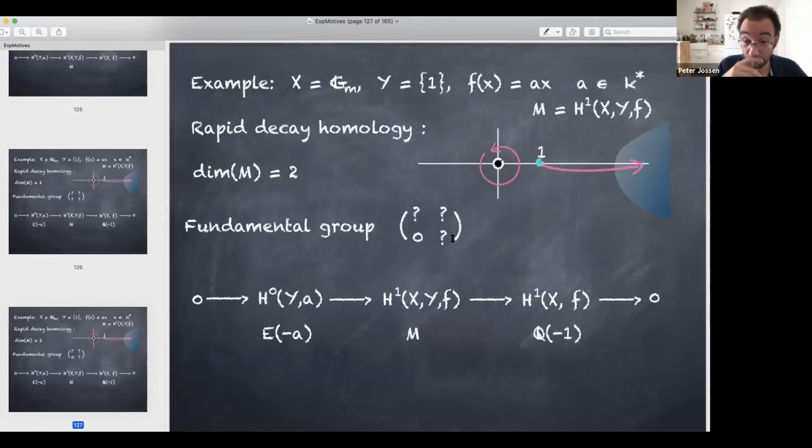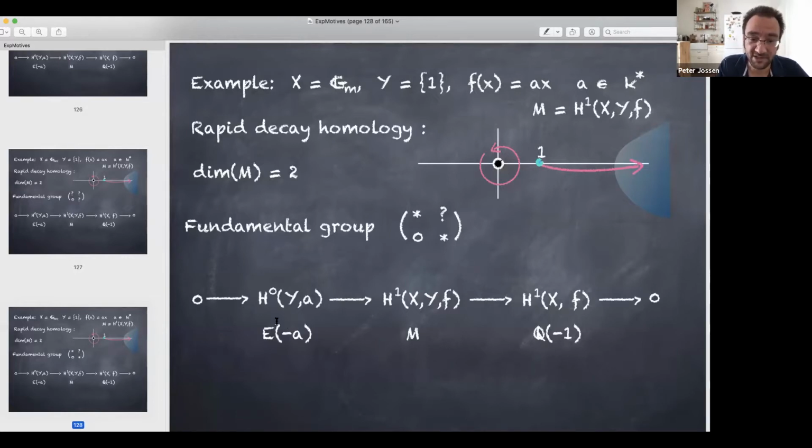On the diagonal, you will see the fundamental groups of E of minus A up left and of Q of minus 1 down right. And these fundamental groups are both as big as they can be, so they're both GMs. For Q of minus 1, that's well known. And for E of minus A, that's something that you can see, for example, by looking at maybe the perverse realization of this.